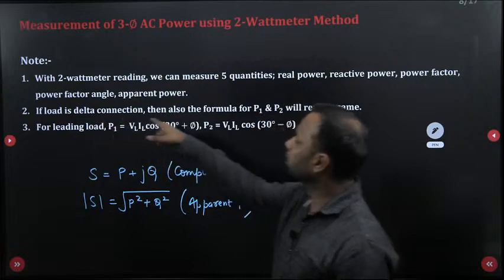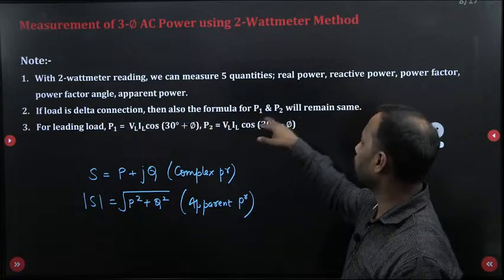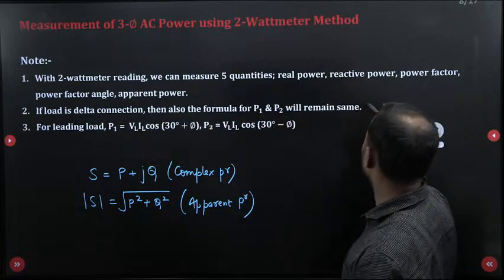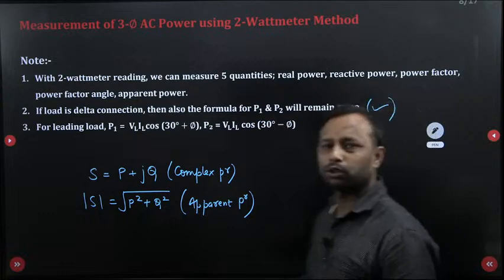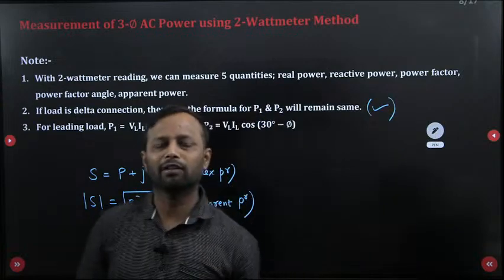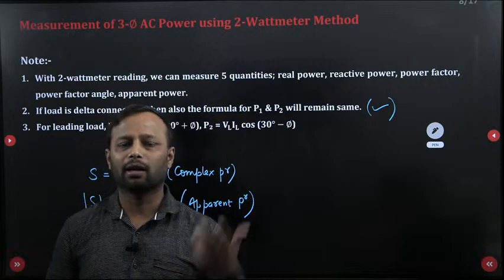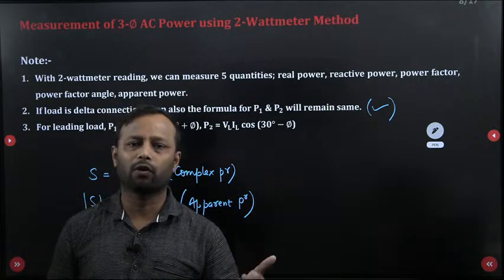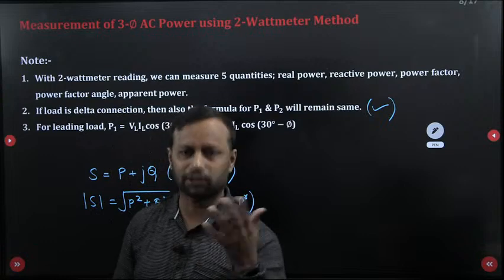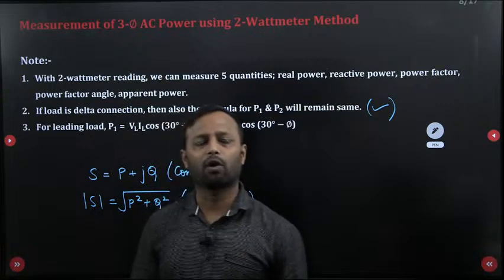Next, if the load is delta connection, then also the formula for P1 and P2 will remain the same, very important. Because most of the students think that, sir, we have derived the formula for the lagging, then how are we going to get the formula for the star connection, then how are we going to get the formula for the delta.